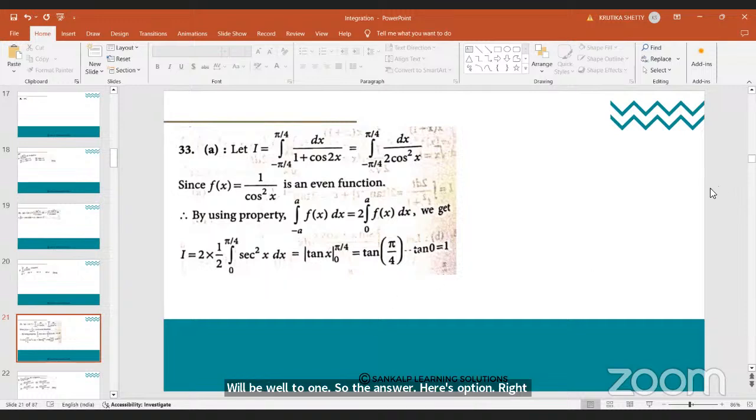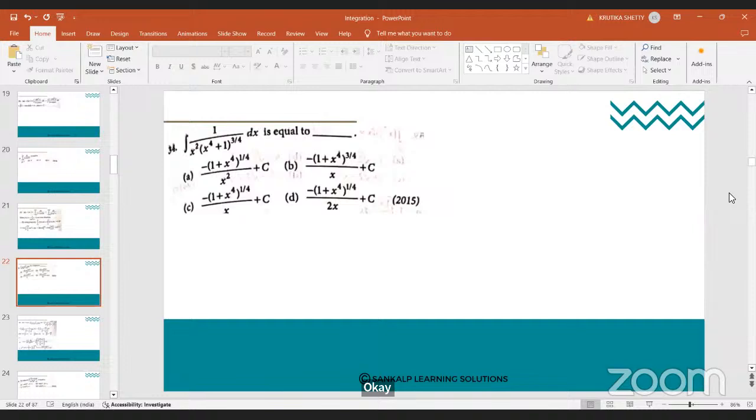Next example, question number 34. The next example is integral of 1 upon x square, x raised to 4 plus 1 raised to 3 by 4 dx. Here we are solving it by the substitution method.